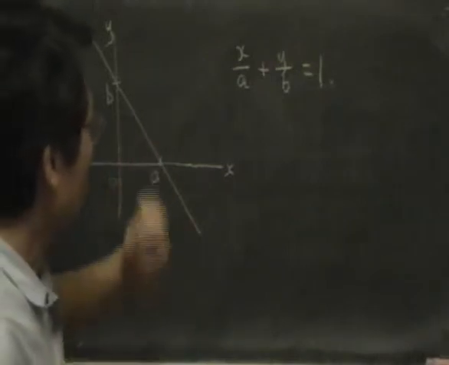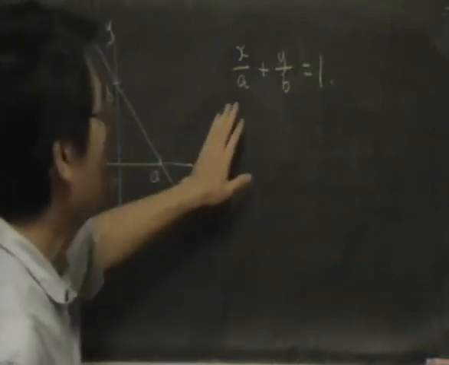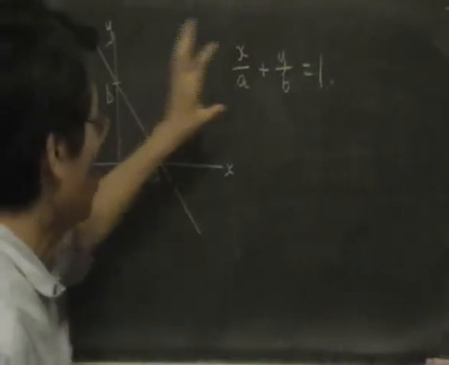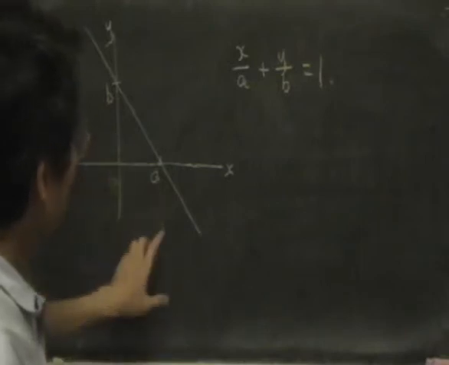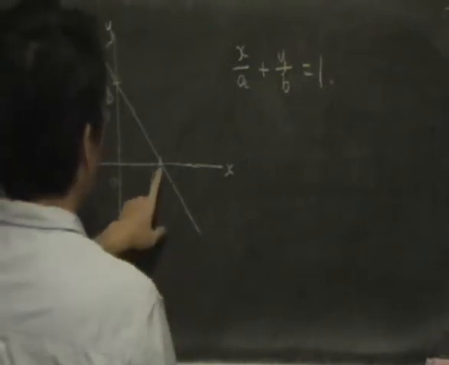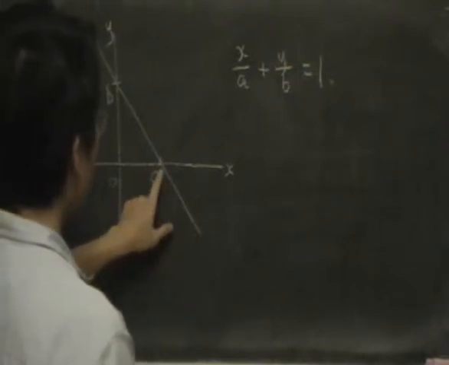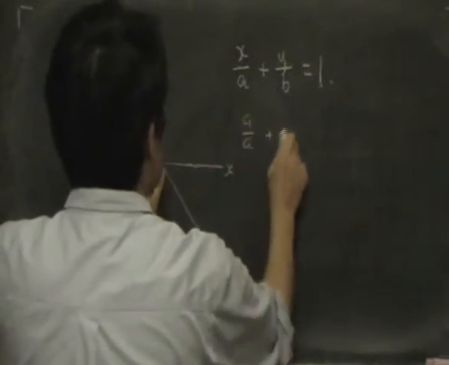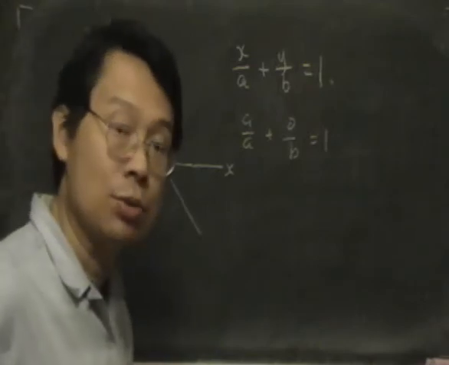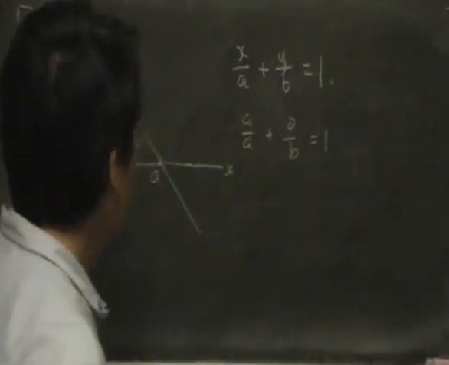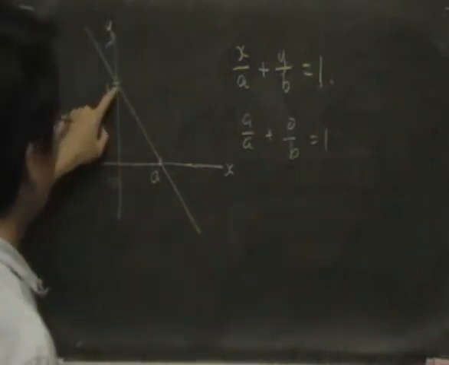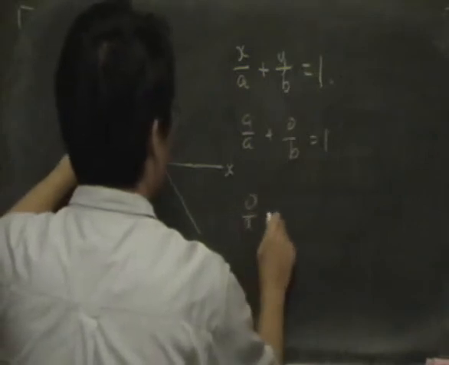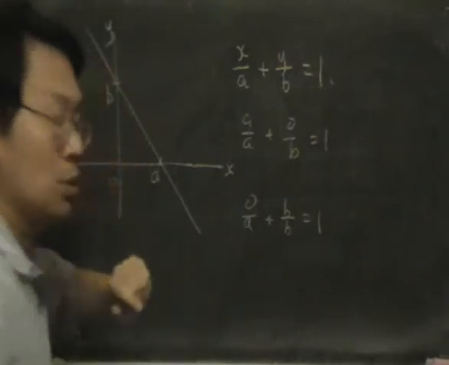Now we can quite quickly see why this equation might be true. For example, if we look at that point there, at that point x is a, and the y value is 0. So if I sub into the equation, I have a over a plus 0 over b equals 1. And that's true. 1 plus 0 is 1. And if I go to that point, x is 0, y is b. If I sub those in, I have 0 over a plus b over b is 1. And that's true as well. b over b is 1.